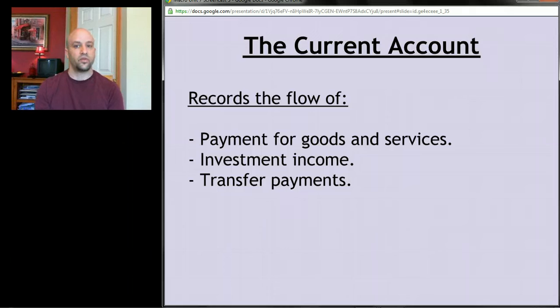But there are also private transfer payments. Oftentimes, Mexican workers, for example, will come and work in our country and then send their money back to their families in Mexico. That's a private transfer payment, and if that money's flowing out, we're going to keep track of that too in the current account.